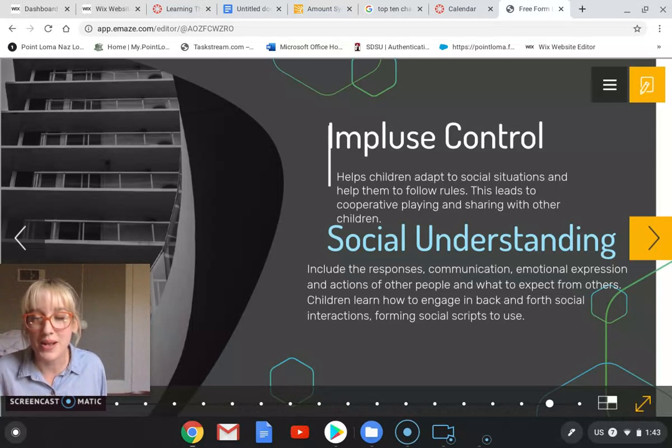Social understanding, same thing. It includes responsive communication, emotional expression, and actions of other people, and what to expect from others. So children start to learn how to engage back and forth in social interactions and start forming these social scripts in their head that they'll play out.